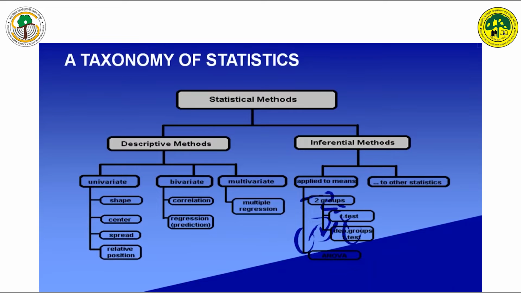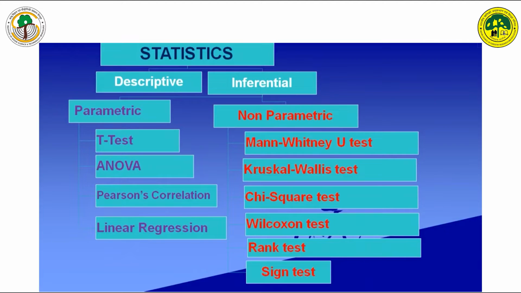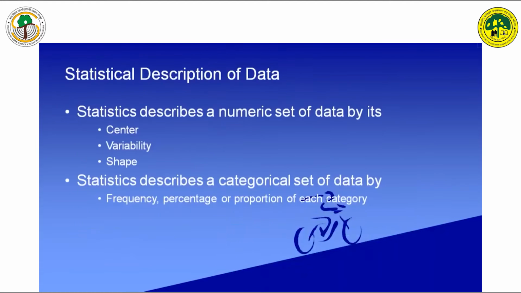Then the inferential methods are applied to compare two means and other statistics, two groups, the t-test and other things, and ANOVA, analysis of variance. These are some areas we are going to touch upon. Statistics, I already spoke about that. And this is parametric and non-parametric. Again, in parametric you have the t-test and ANOVA. I would like to go directly to the parametric part, which covers statistical description of data.